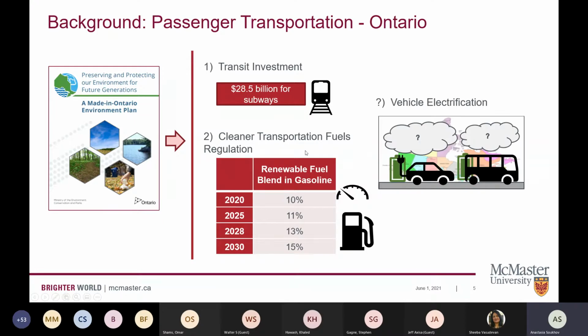So I was thinking, what if we also looked at vehicle electrification in a similar way to how the federal government looked at it? As you may know, and a few of you may have seen from a presentation I made two years ago, maybe at one of the ITE events, Ontario used to have electric vehicle incentives.